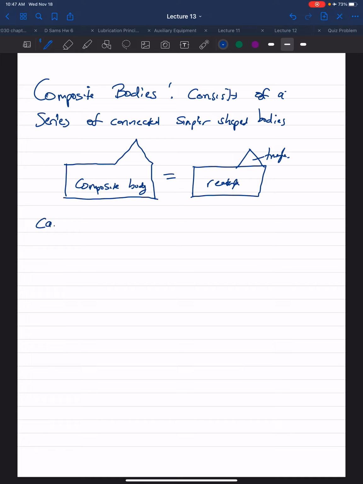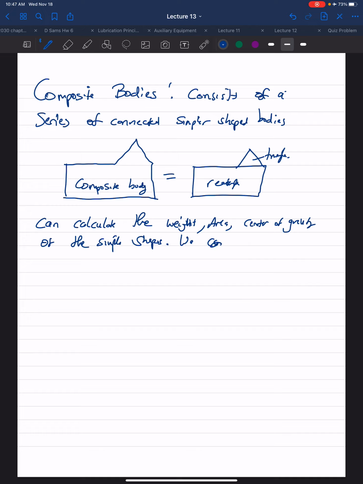So if we can calculate the weight, area, say center of gravity of the simple shapes, we can determine the same things for the composite body.